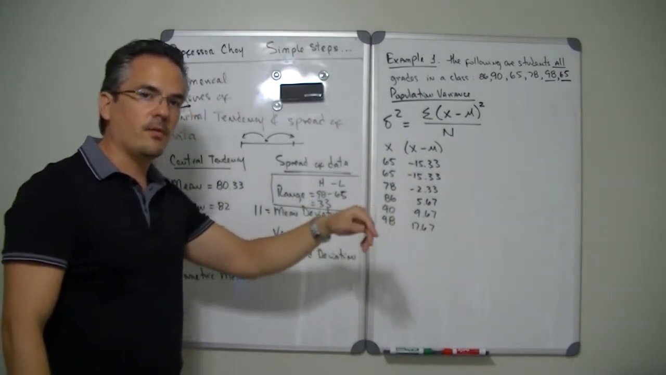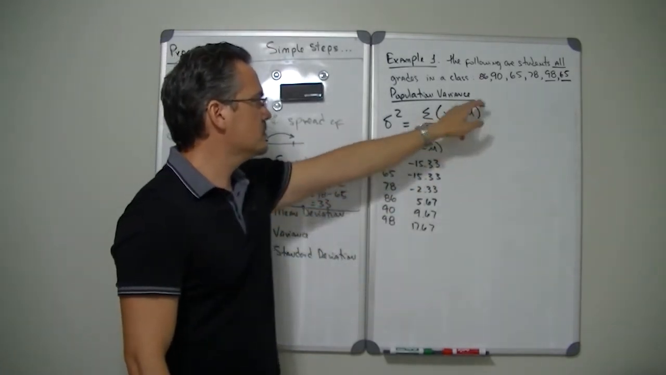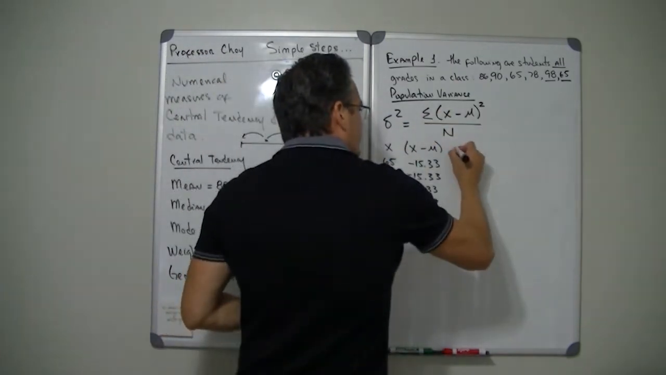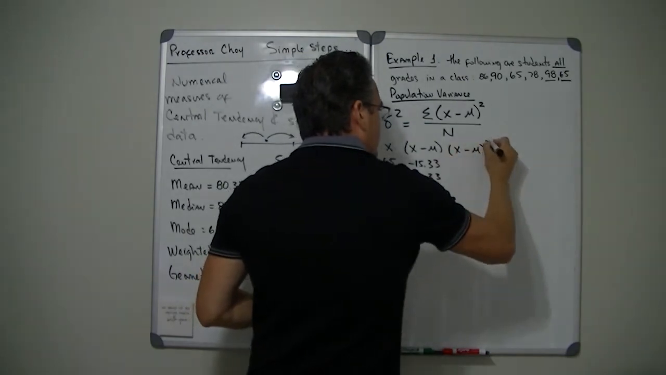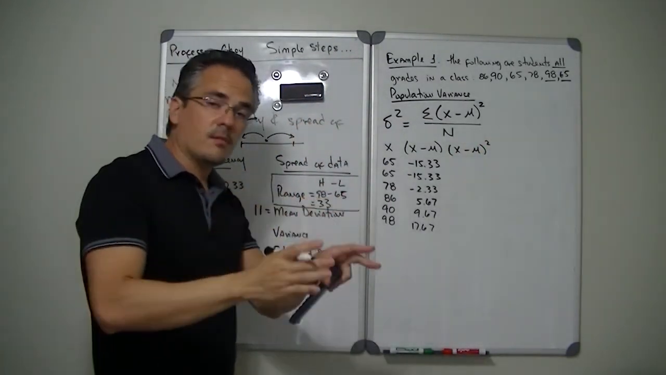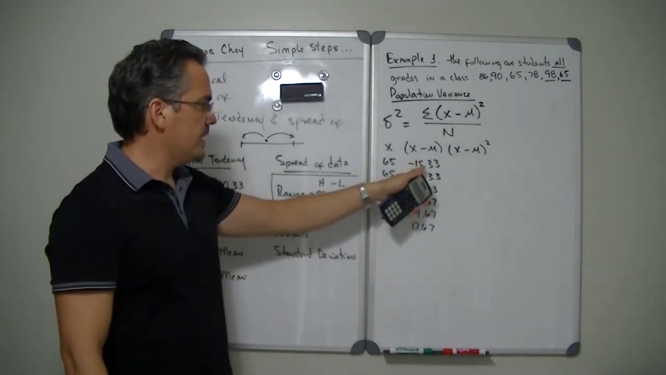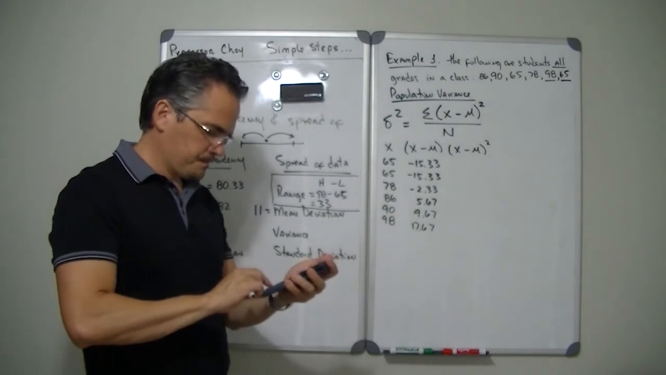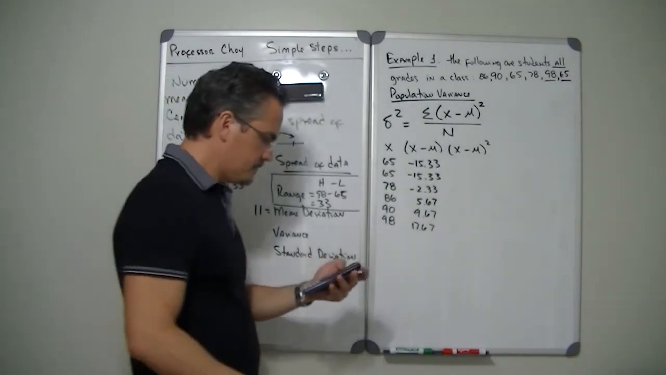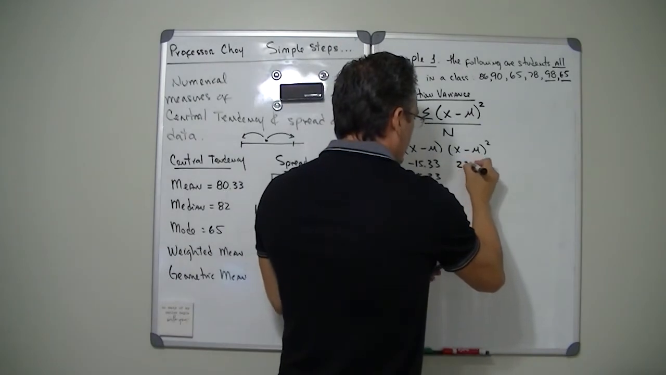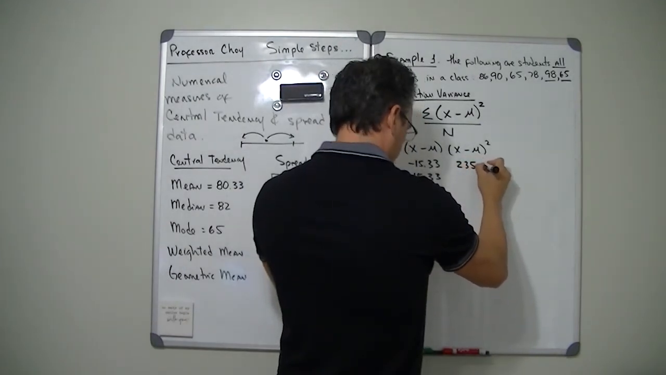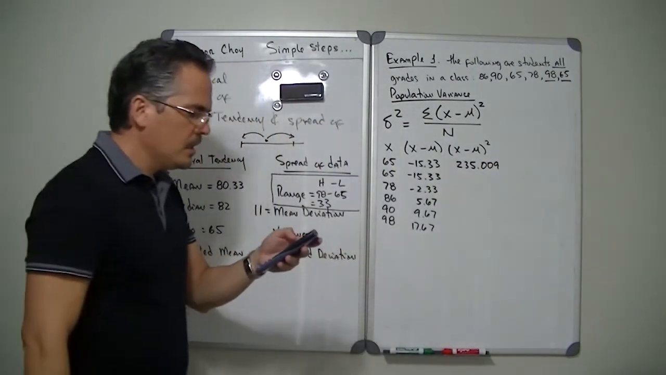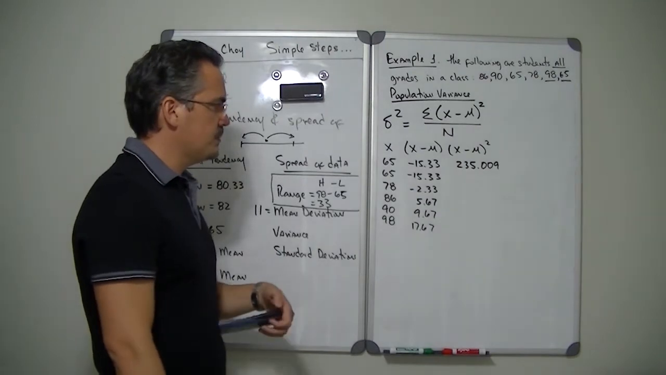Now the next step on the formula says do x minus mu squared. So we're going to take these and square them. Remember, every time you square a negative number, it turns into a positive number, because you're multiplying negative 15.33 times negative 15.33. So we got 235.009.